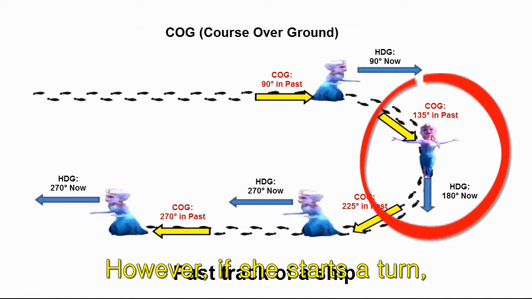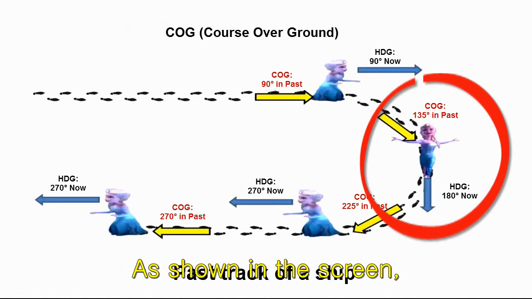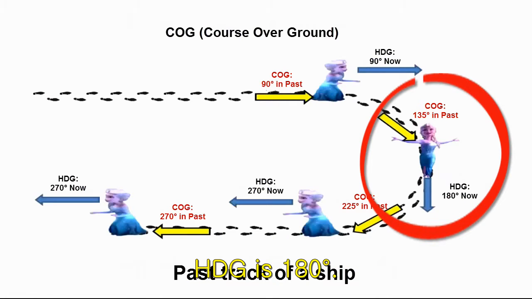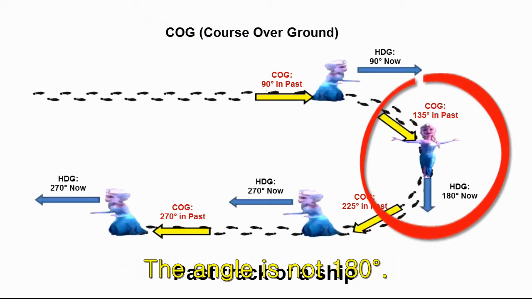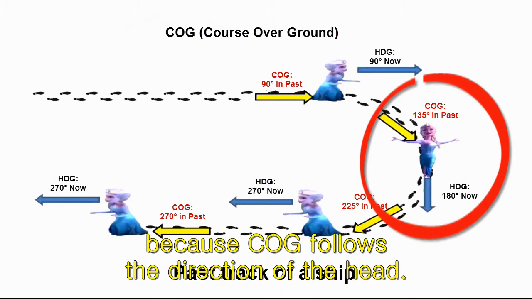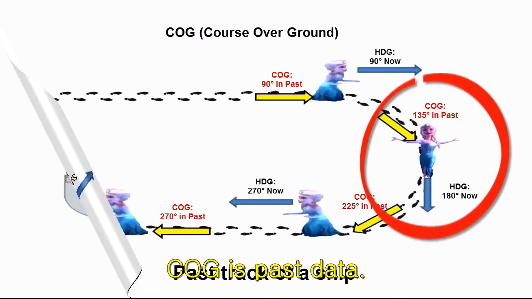However, if she starts a turn, COG and HDG become inconsistent. As shown on the screen, when Elsa goes down to the second picture, HDG is 180 degrees. However, look at the footprints. The angle is not 180 degrees. COG appears somewhat later because COG follows the direction of the head. The reason is that HDG is current data but COG is past data.